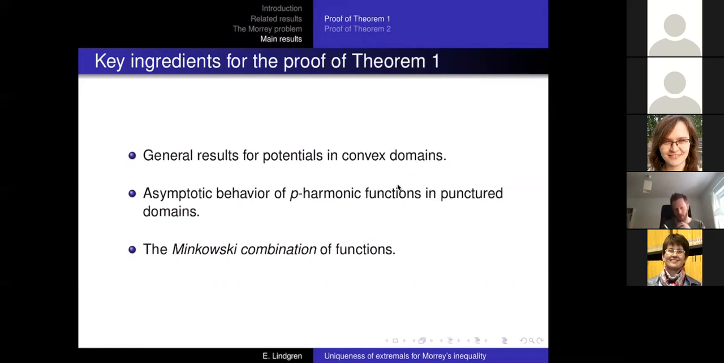Recall here that we have a solution to the p-harmonic equation in omega where you take away x0. And it turns out that this behavior looks exactly like the behavior of these functions of Talenti that I presented in the beginning. And then the third thing I would like to mention is the Minkowski combination of functions. I will come to that in a minute, which is a way of constructing a new function out of two functions, where you sort of add up the level sets of these two functions.